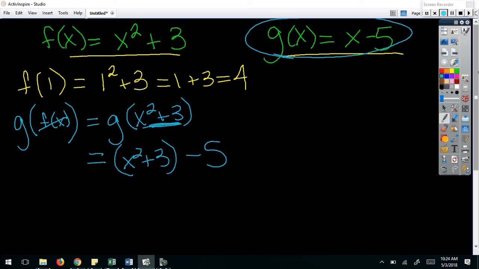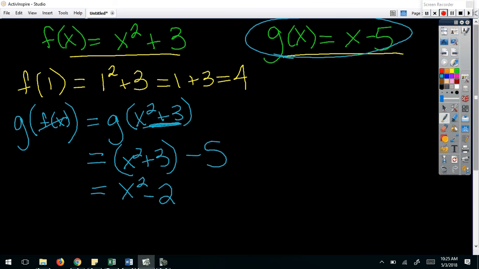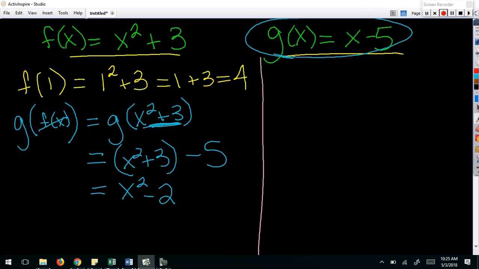There's nothing to distribute here, so I can combine my like terms. 3 and negative 5 is negative 2. So you distribute that? No, that's done. You're done. That's g. So g equals that. I gotta break that down. You just gotta simplify it. Positive 3 and negative 5 give you negative 2.